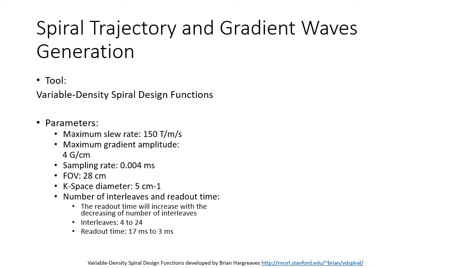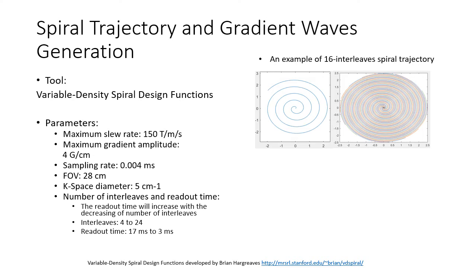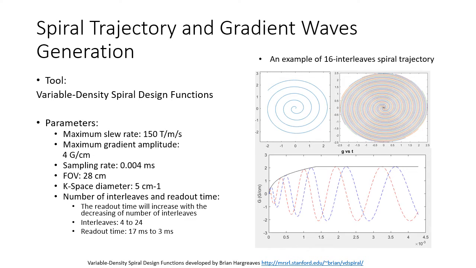And in the experiments, I used the number of interleaves from 4 to 24. The corresponding readout time is decreasing from 17 milliseconds to 3 milliseconds. On the right is an example of a 16 interleave spiral trajectory. This is a single interleave. This is the whole sampling of k-space, and this is the gradient x and the gradient y.